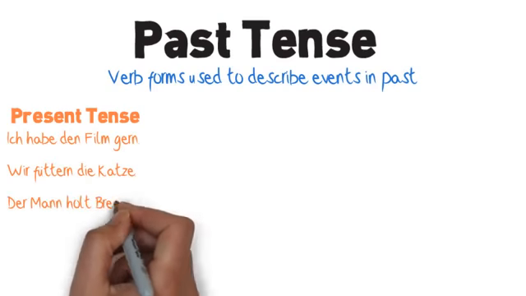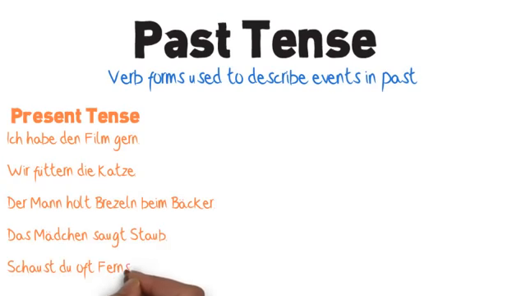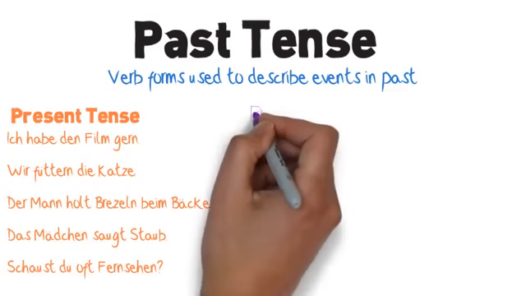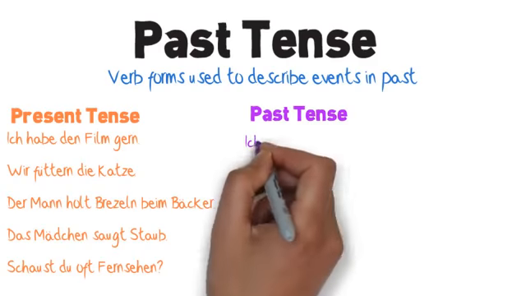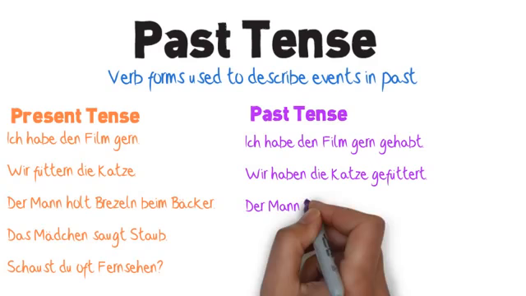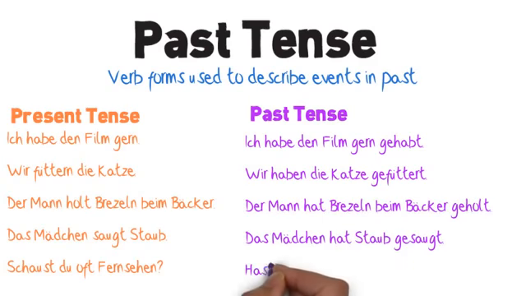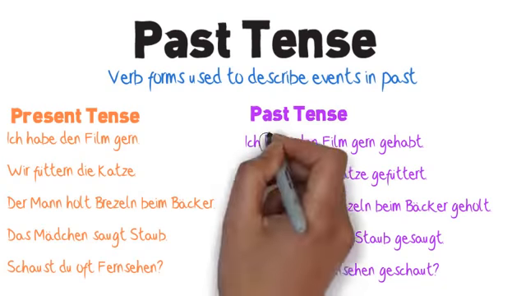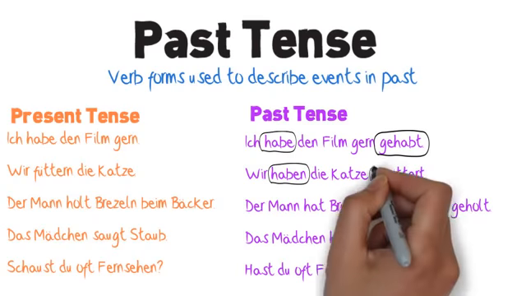Notice that the conjugated verbs are in normal position next to their subjects, second in statements, and first in yes or no questions. Now compare these sentences to their equivalent ideas, but this time expressed in the past tense. These are actions that have already occurred. Notice that in each sentence, the original verb has been replaced by a conjugated form of haben, and the original verb has both been moved to the end of the sentence and been changed slightly. It now starts with ge and ends with t.